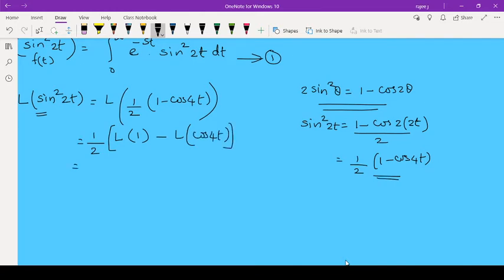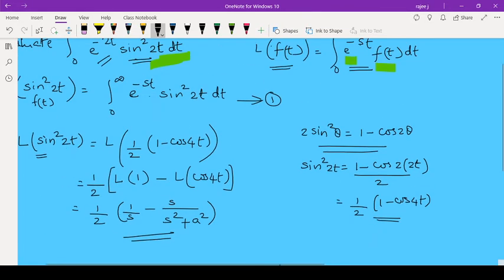That is equal to 1 by 2 into L of 1, which is 1 by s, minus L of cos 4t, which is s upon s square plus a square. Okay, so this is L of sine square 2t. The Laplace transform of sine square 2t is this value. What you have got here is L of sine square 2t.